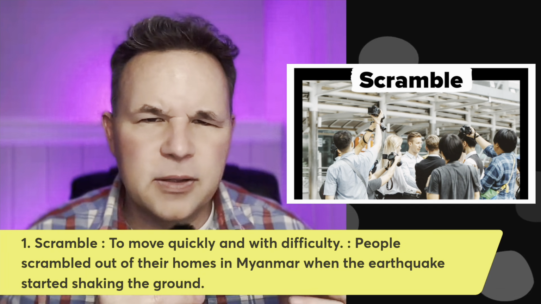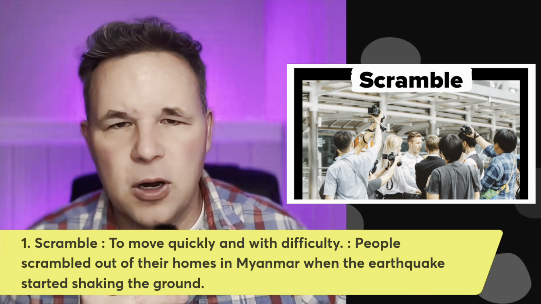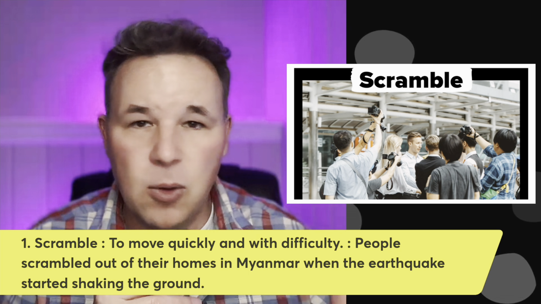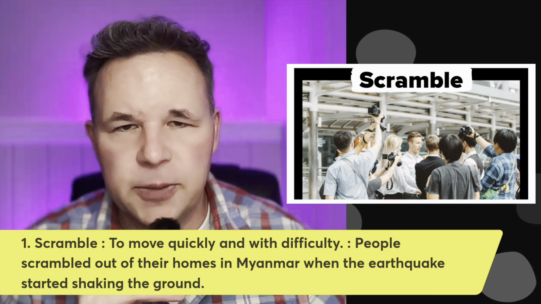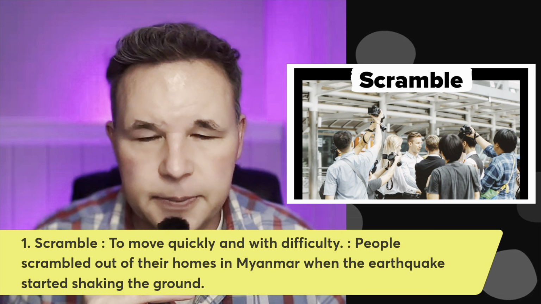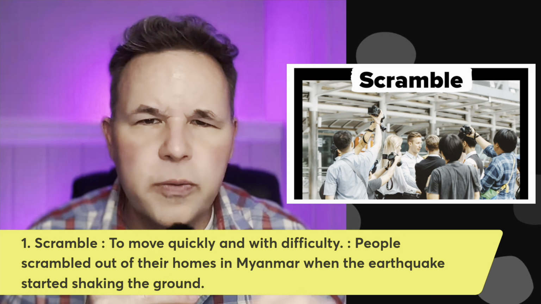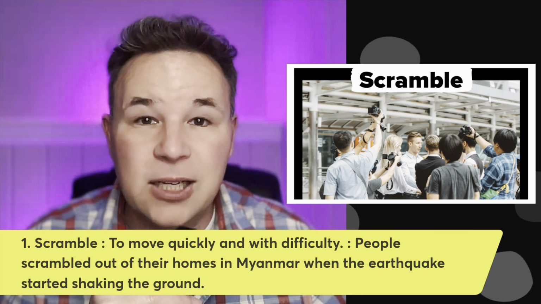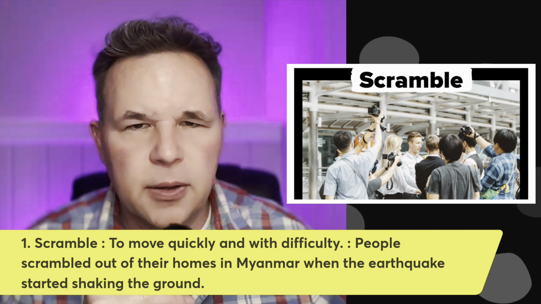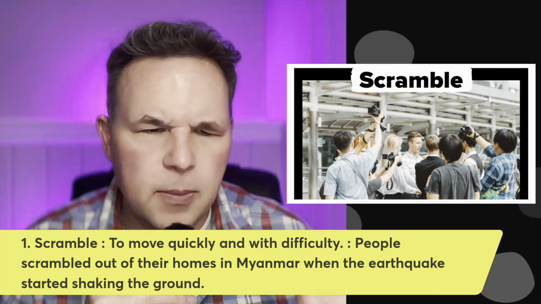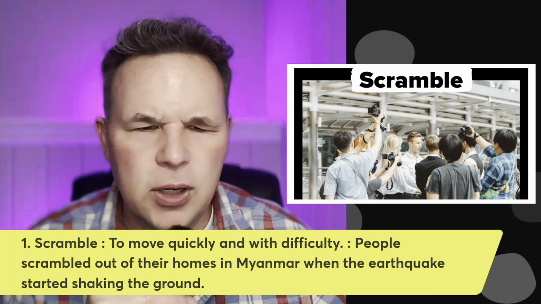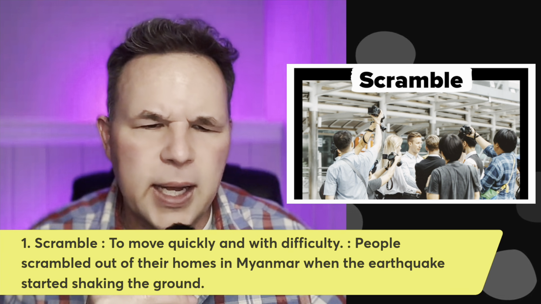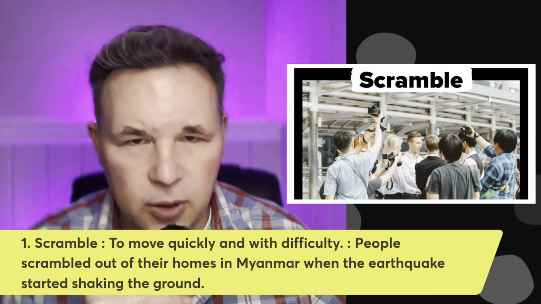First, we have scramble. It's a verb. For each of these terms, I will have a picture, I will have the official definition, and I will use it in a sentence. Scramble means to move quickly with difficulty. Here is an English phrasal verb using the verb scramble. People scrambled out of their homes in Myanmar when the earthquake started shaking the ground.